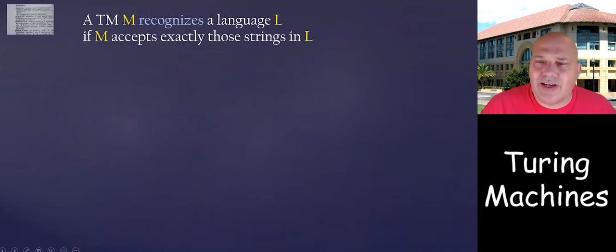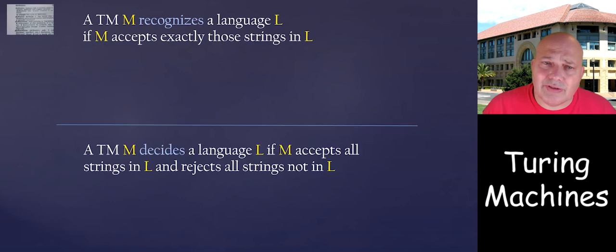And now we can define what it is for a Turing machine M to recognize language L. This is if it accepts exactly those strings in L. For every string in L, Turing machine M is going to accept it. For every other string, it's not going to accept it. Doesn't necessarily mean that it's going to reject it, but it's not going to accept it. We're going to say that Turing machine M decides a language L if M accepts all strings in L and rejects all strings that are not in L.